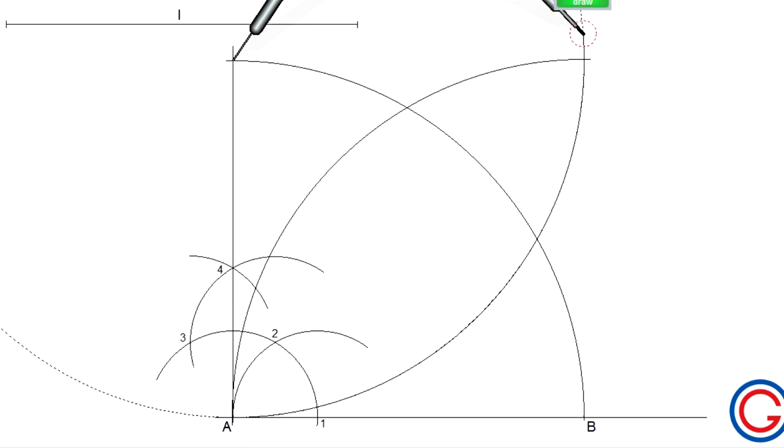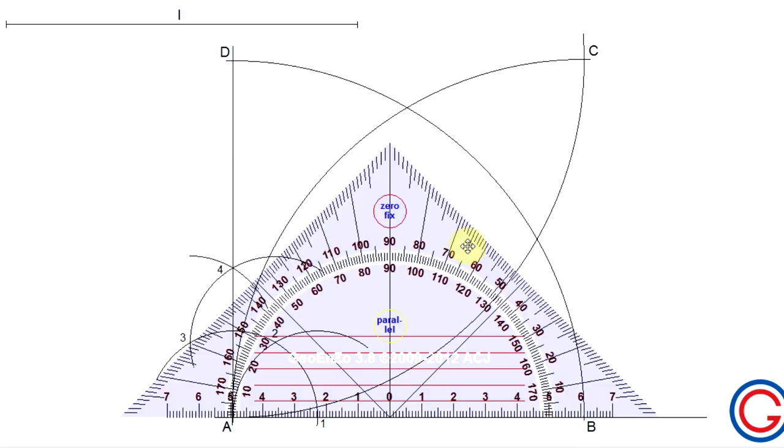And where these arcs intersect will be the fourth and final vertex, which we will call C, as can be seen here in the video. And finally, we name our other vertex D. So the final step is to join the 4 vertices with a thicker line to show our square.